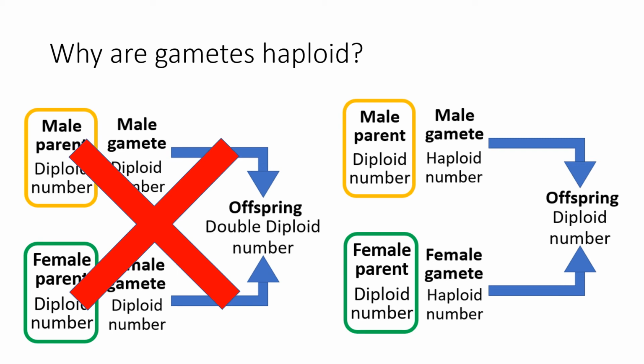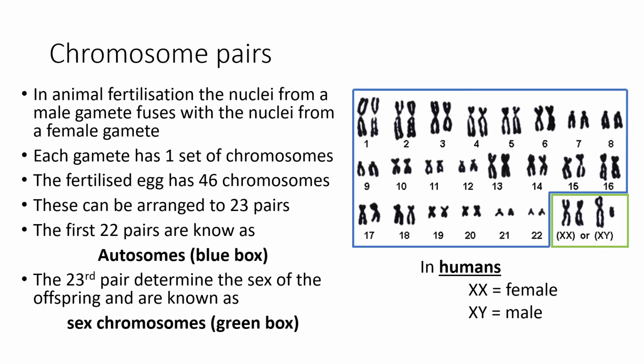Organisms' gametes have haploid numbers of chromosomes, so that when two gametes, one male and one female, join together in fertilization, the new offspring has the diploid number of chromosomes. When we get into looking at the actual chromosomes of humans, as we said, humans have a diploid number of 46 chromosomes and a haploid number of 23.